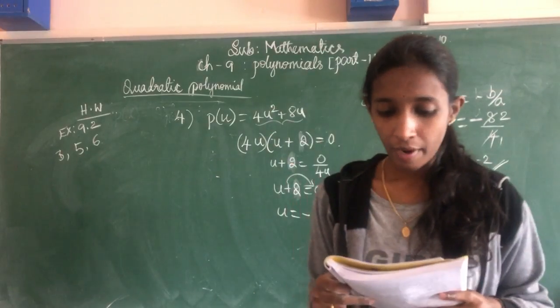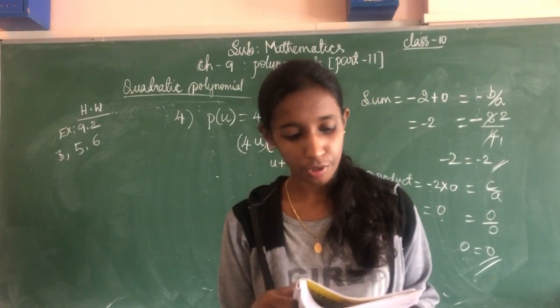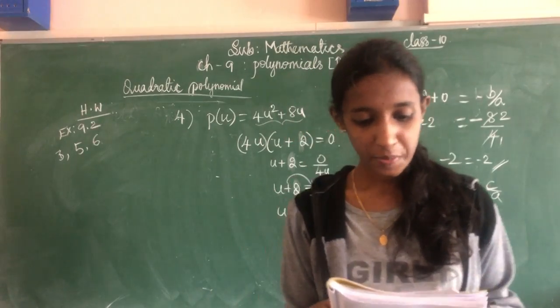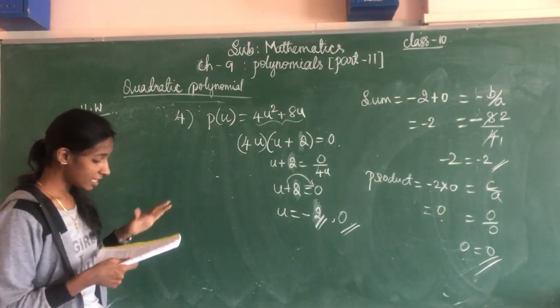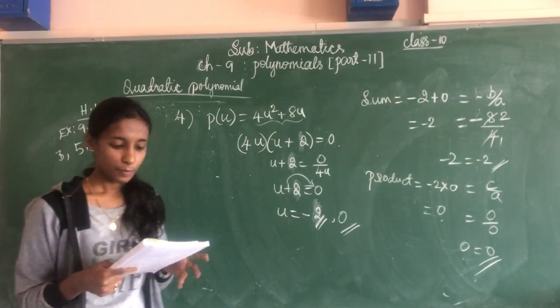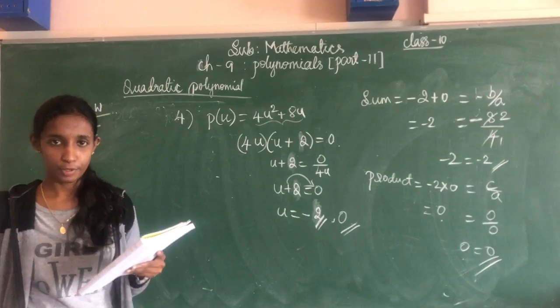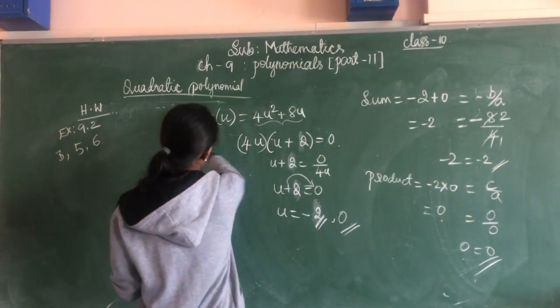Second, find a quadratic polynomial each with the given numbers as the sum and product of its zeros respectively. In this method, they have already given the zeros, and you have to frame a quadratic polynomial. I have done one example problem on this method, so we will see.